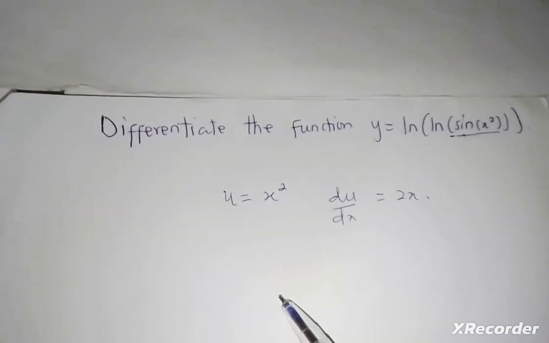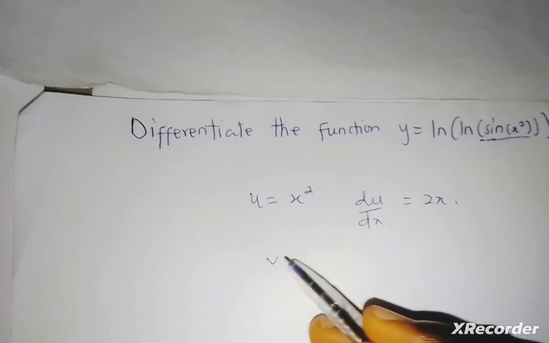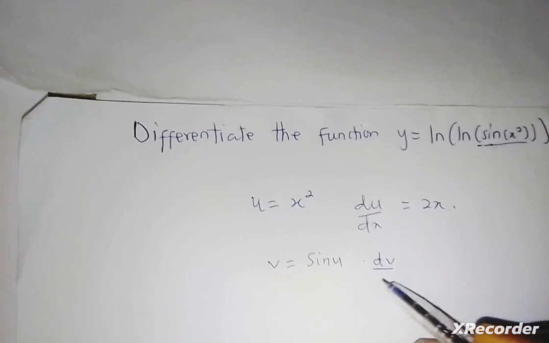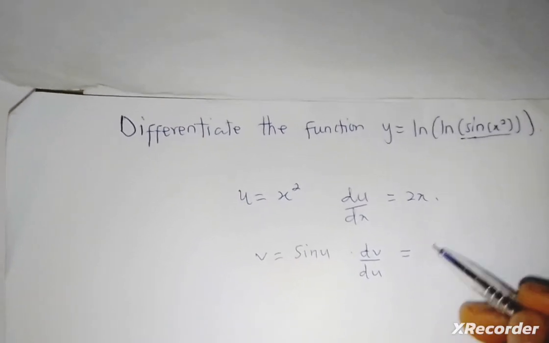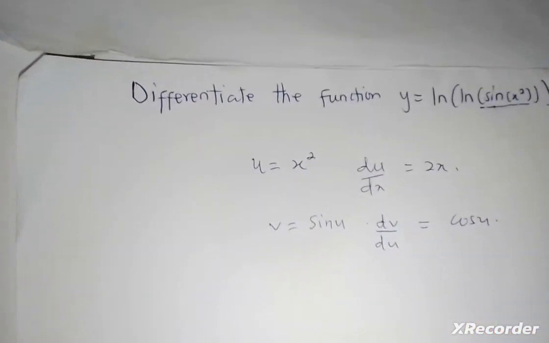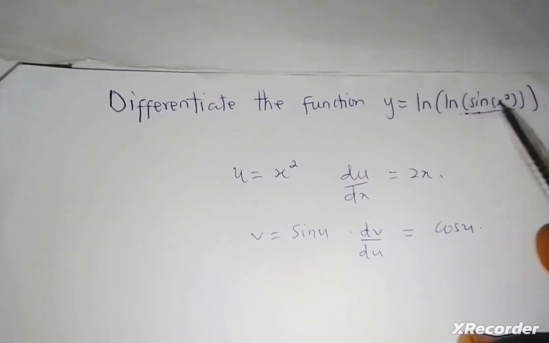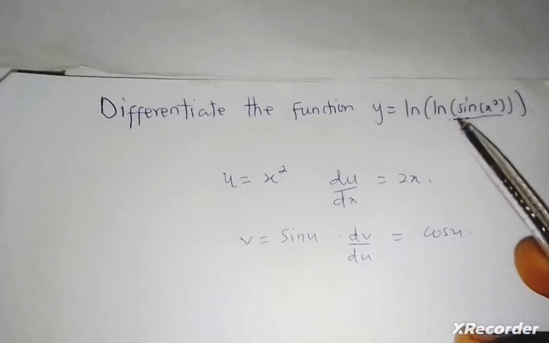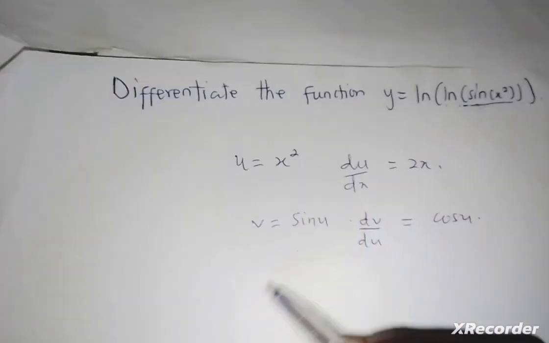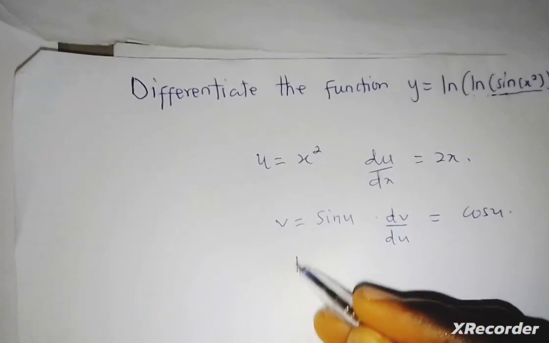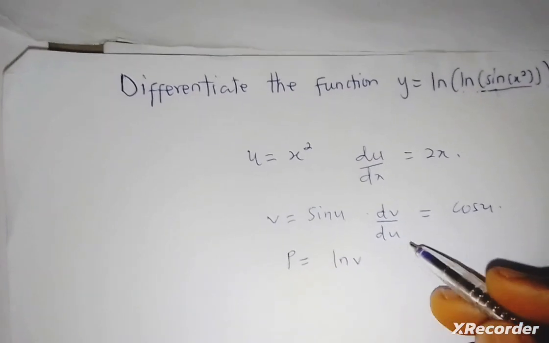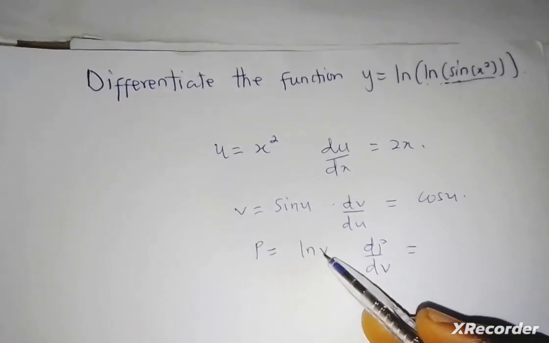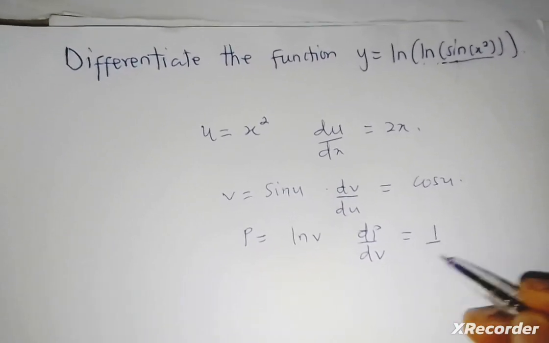Now let's represent sine of u with, let's say, v. So let v be equal to sine of u. Now what you're going to find is dv over du, and that will give us cos u. So we now know that sine of x squared is represented by v. So we'll be left with ln of v. So let's say p to be equal to ln of v. So dp over dv is going to be, here we differentiate ln v over v itself. We get 1 over v.